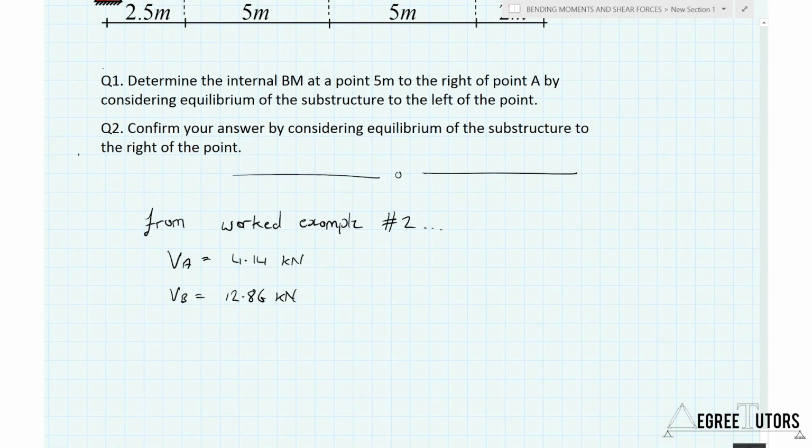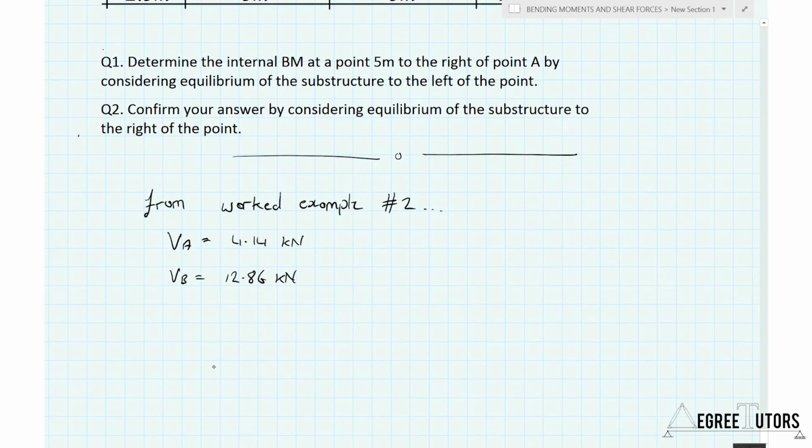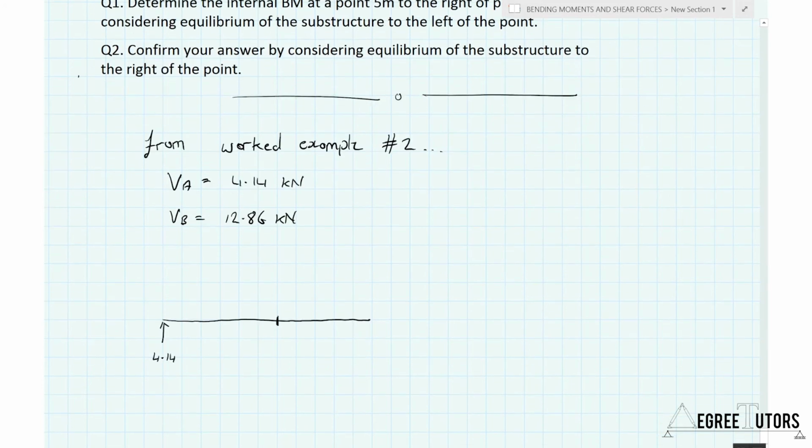So now we want to consider the substructure to the left of the cut. So 5 meters in from point A is halfway between here and here. So we've got a cut that we're going to need to make in the structure there. So let's make that cut and draw a free body diagram of the substructure. So we'll sketch it out. We've got a reaction VA of 4.14 kilonewtons. We have a moment applied to the structure 2.5 meters in. So that is an anti-clockwise moment of 15 kilonewton meters.